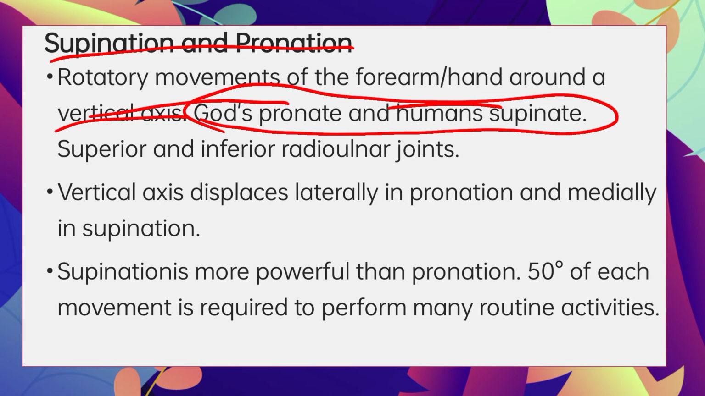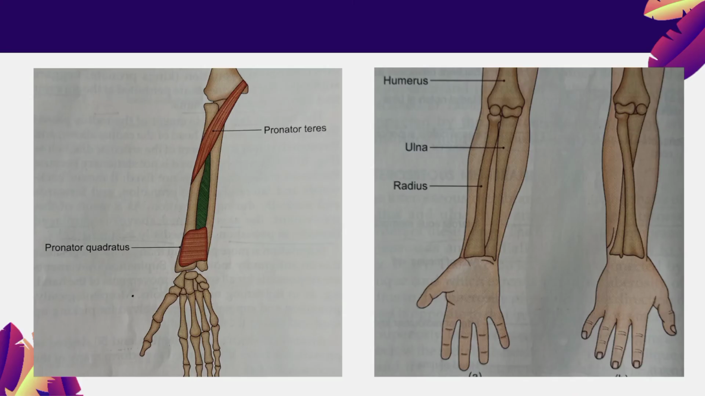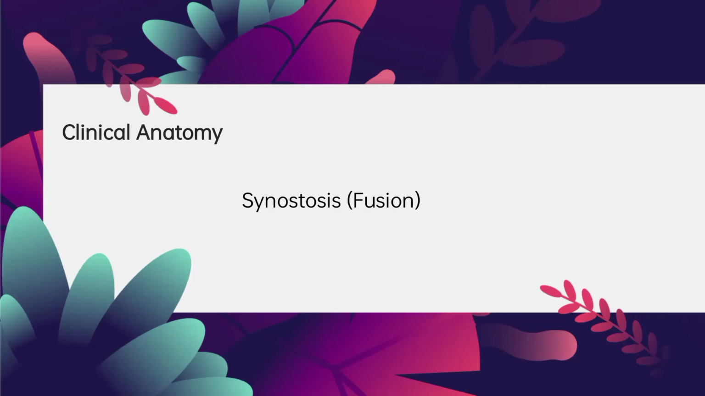The movement occurs at the superior and inferior radioulnar joints. Now the vertical axis of the movement of the radius passes through the center of the head of the radius above. Vertical axis, I'll show you the diagram.